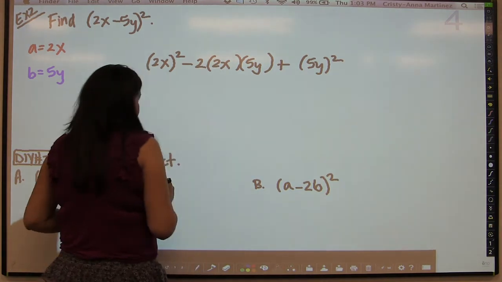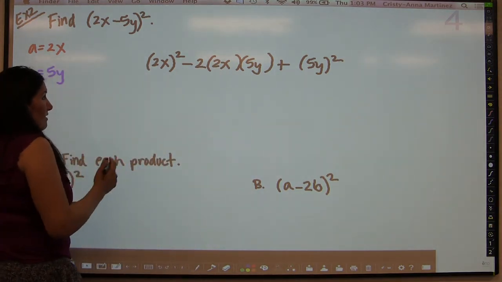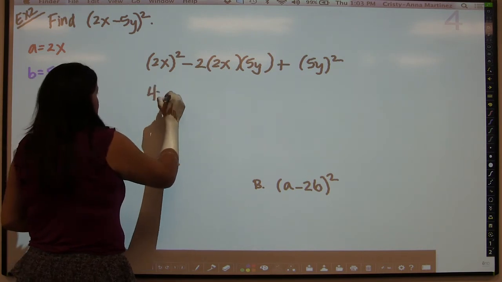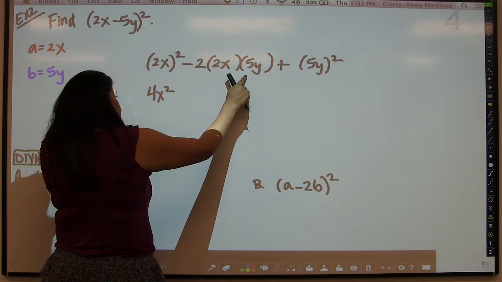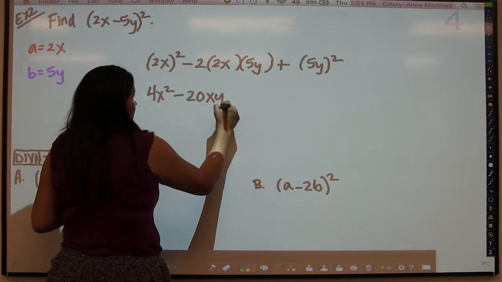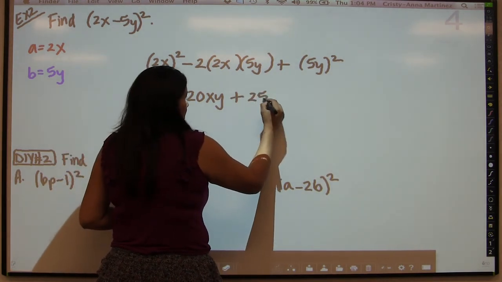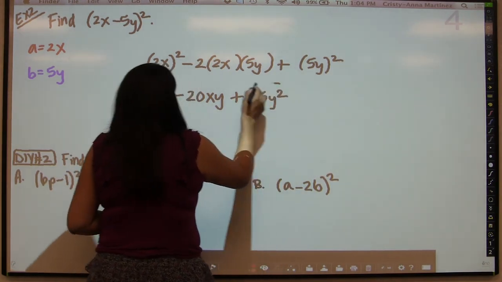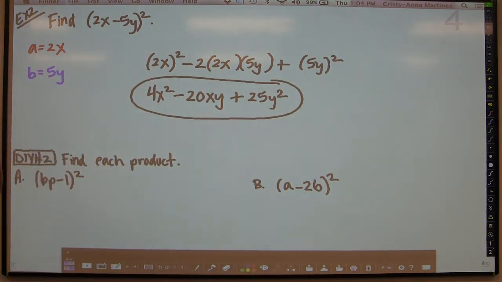And then our job is to simplify this. So again, you want to make sure that you square both the 2 and the x. So you're going to get 4x squared. 2 times 2 is 4, and 4 times 5 is 20. So you're going to get minus 20xy. And then here you're going to get 5 squared is 25, and then y squared. So your final answer will be 4x squared minus 20xy plus 25y squared.